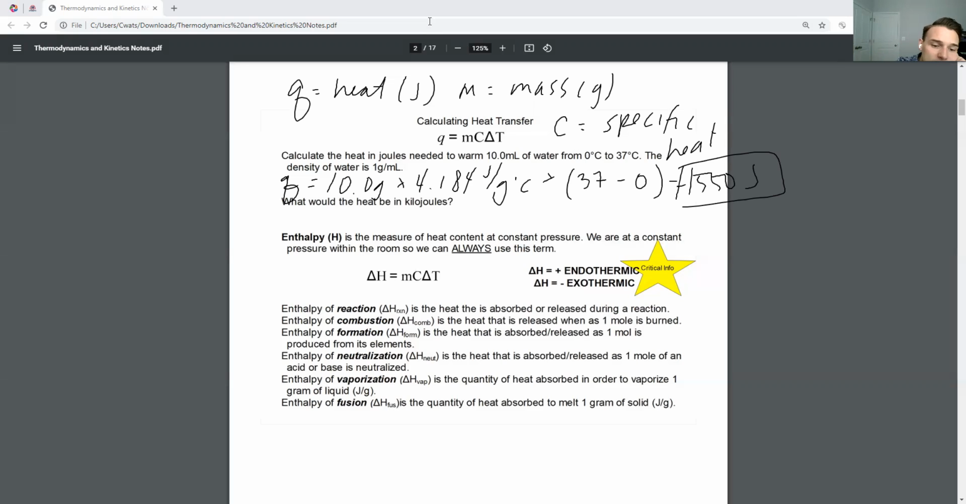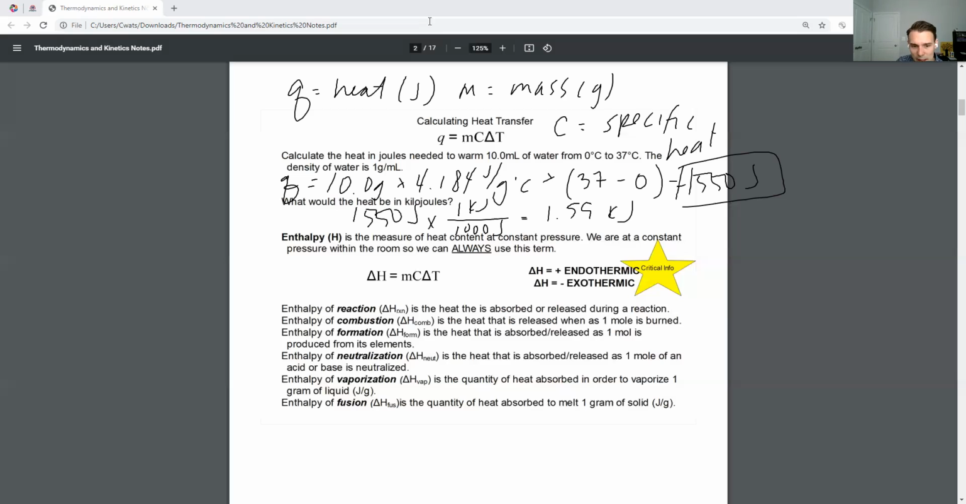So what would be the heat in kilojoules? Well, we just take those 1550 joules and say, okay, I know that 1 kilojoule is 1,000 joules. And that gives me 1.55 kilojoules. Kilojoules is more common when we're doing this, so don't forget how to do that conversion. It's pretty simple. Okay, so that's q, which is heat.